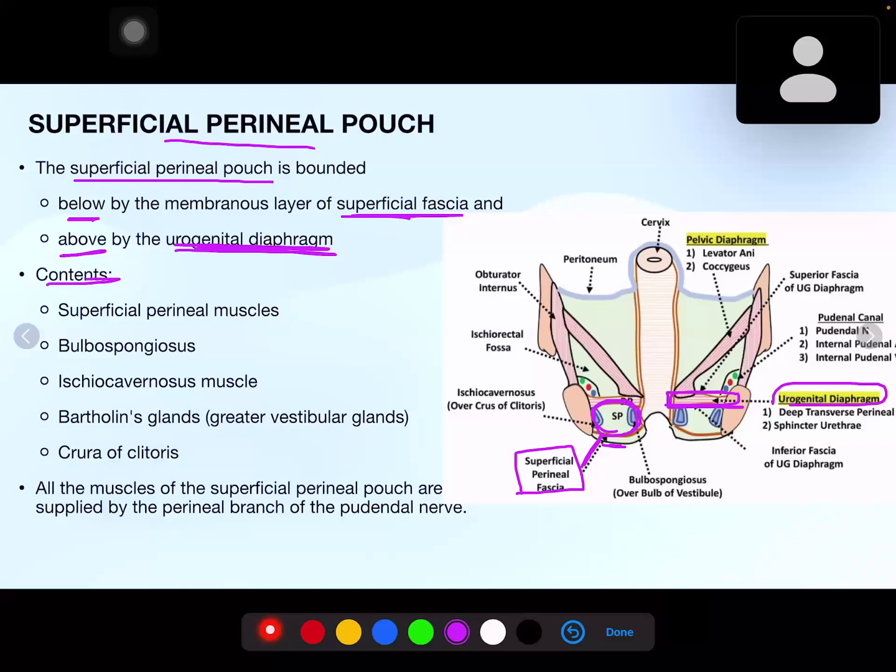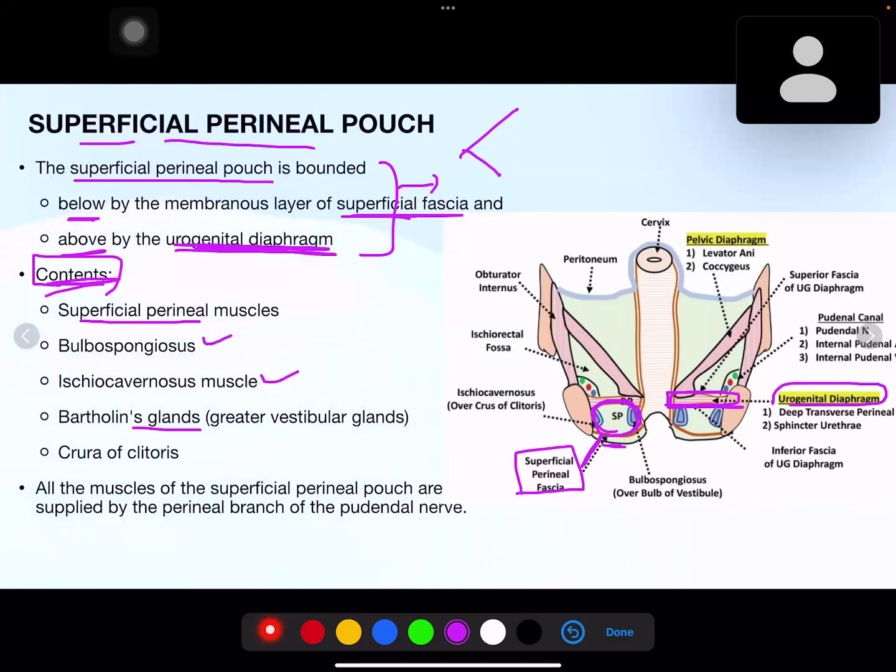You have to remember the boundaries of these pouches, what is above, what is below, and what are the contents. The name indicates superficial perineal pouch. It has the superficial transverse perineal muscles, the bulbospongiosus, the ischiocavernosus, the Bartholin glands, and the crura of clitoris. All muscles of the superficial perineal pouch are supplied by the perineal branch of the pudendal nerve.